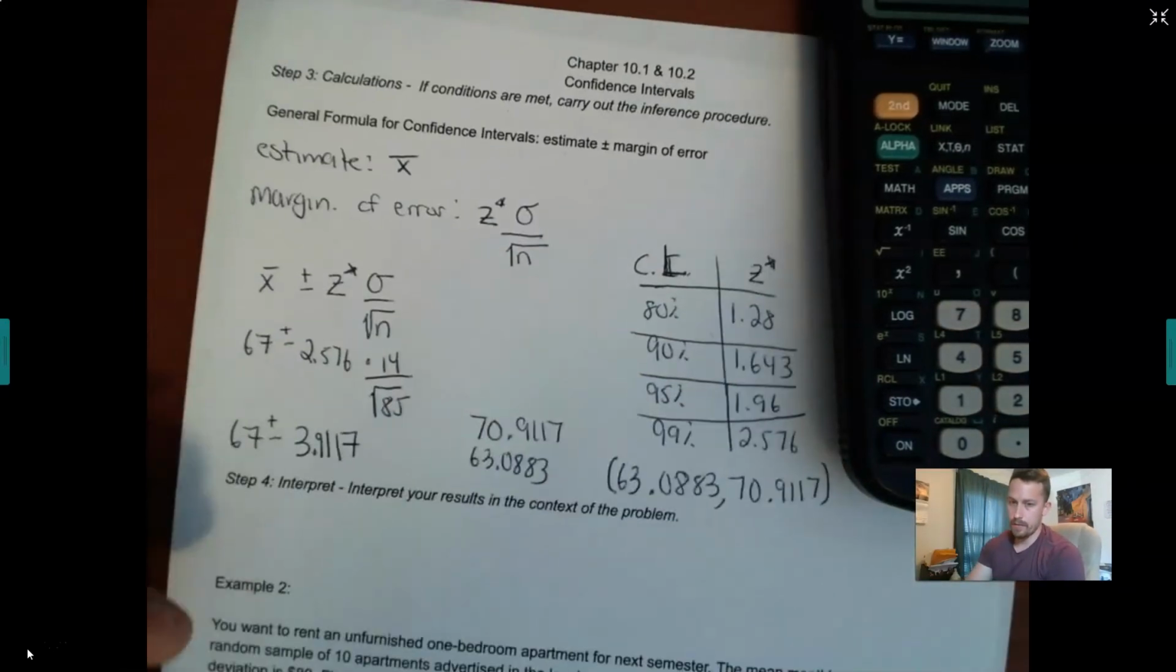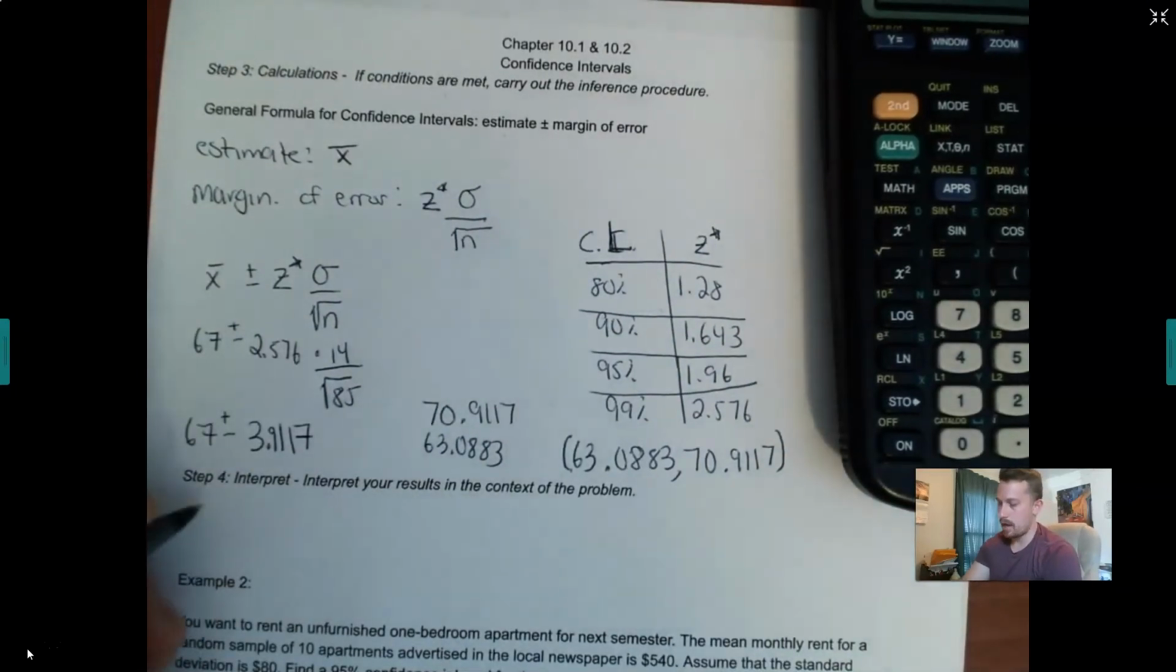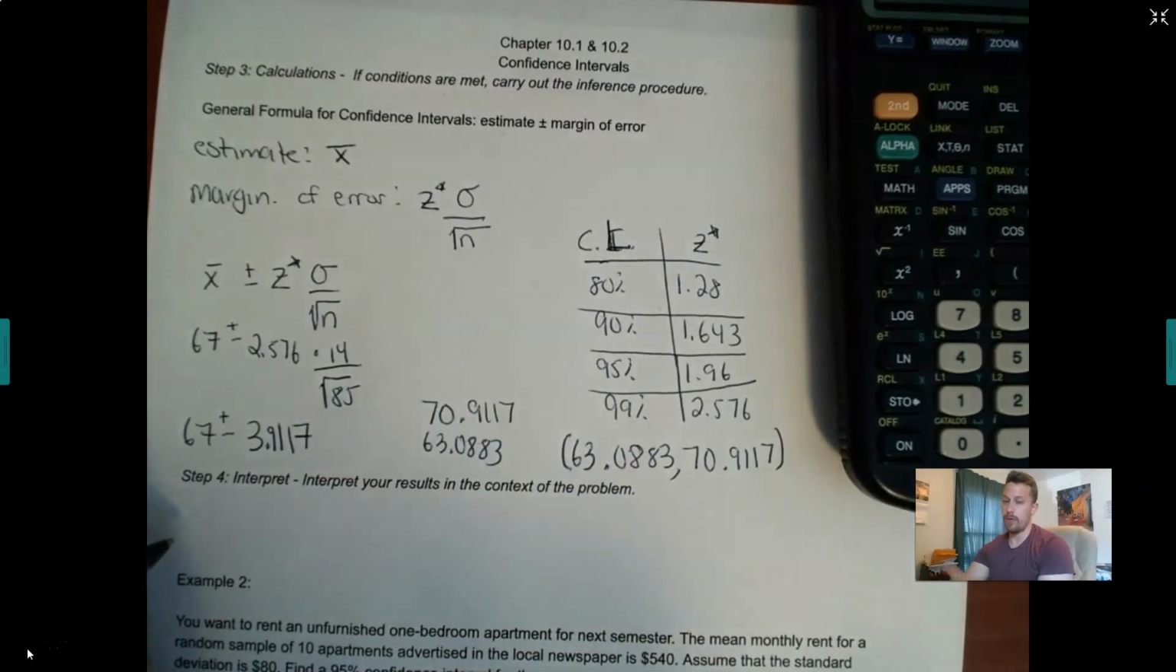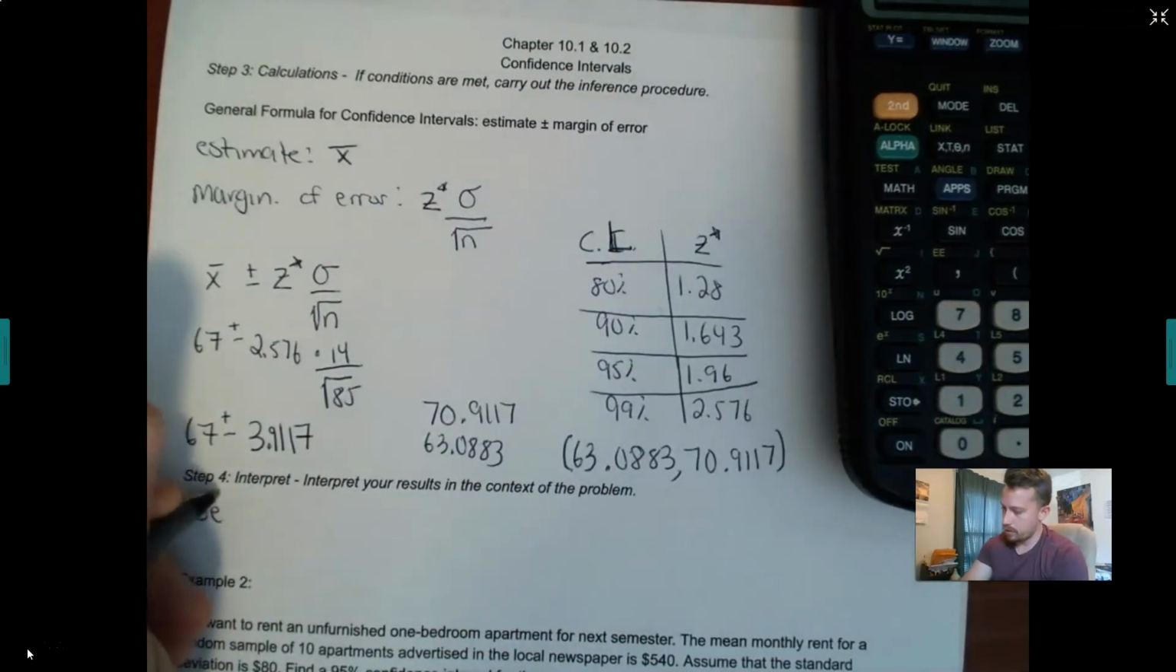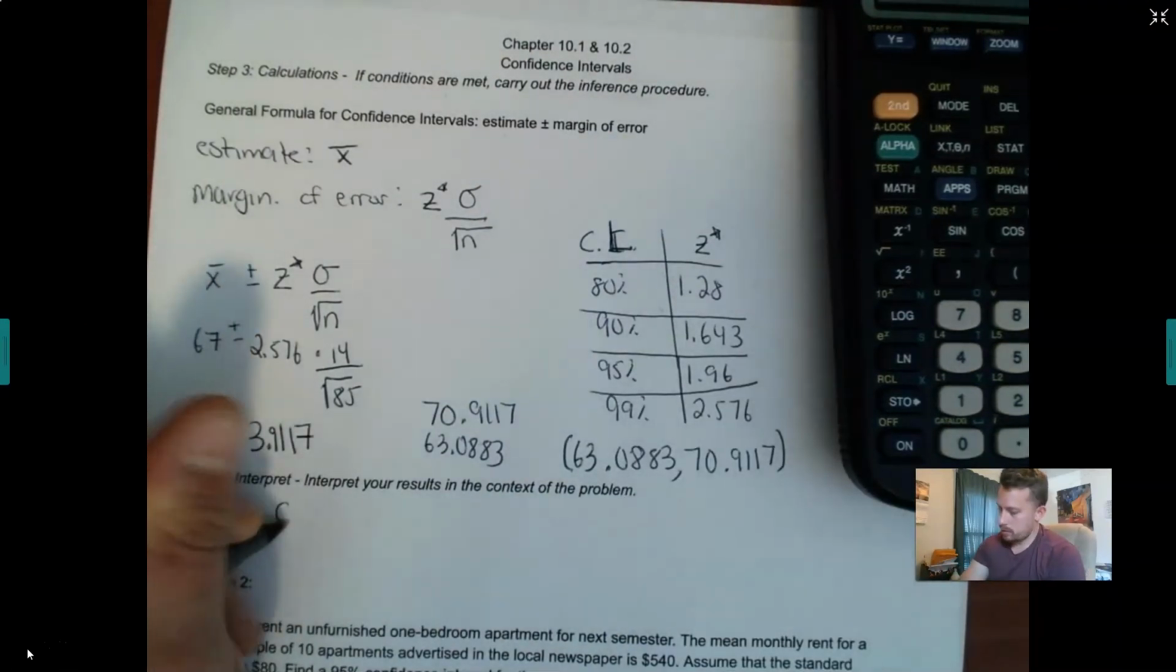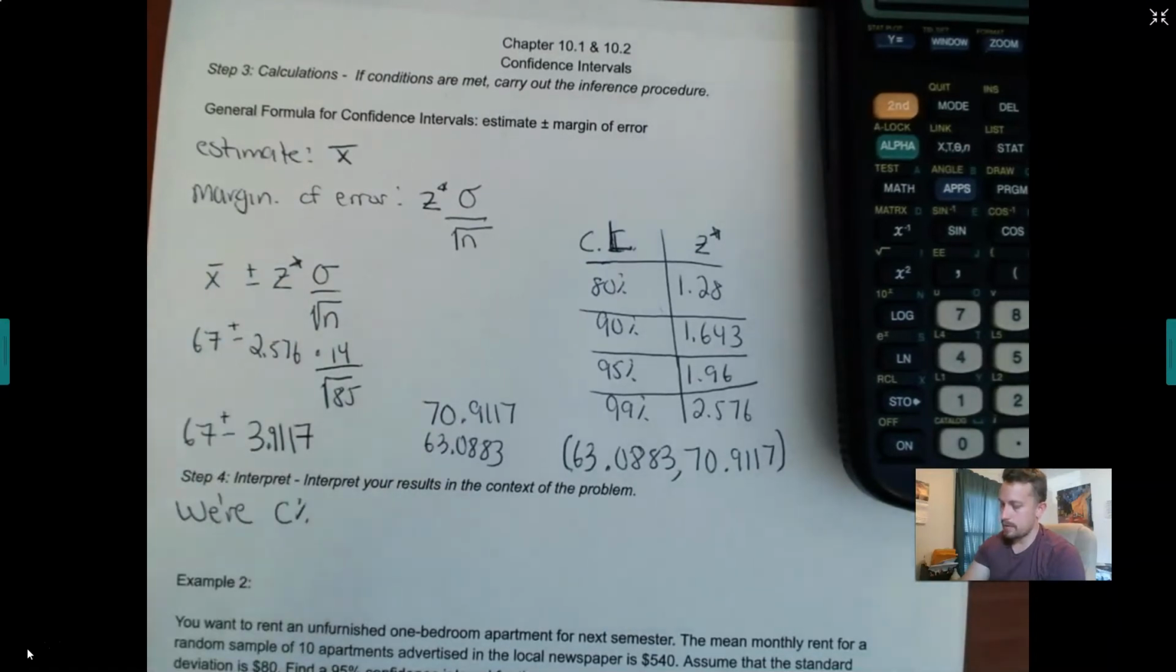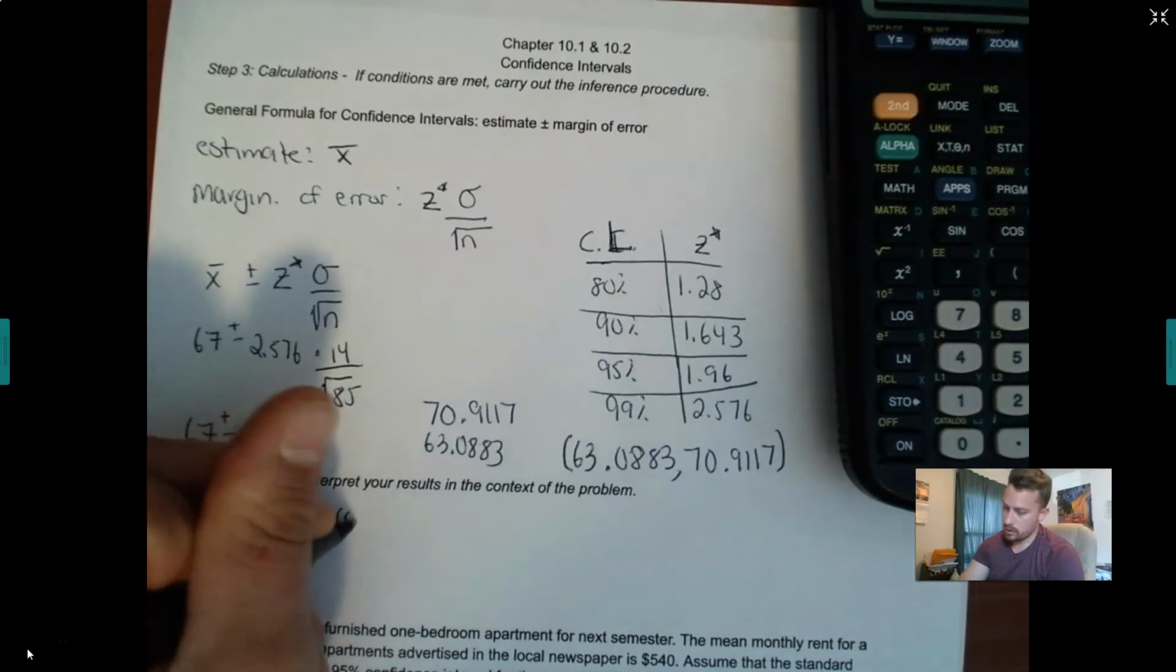So the way we would interpret any confidence interval like this, I'm just going to give you a general way to interpret it. You would always say, we are C% confident, so C is the confidence level. In this case, it's 99.